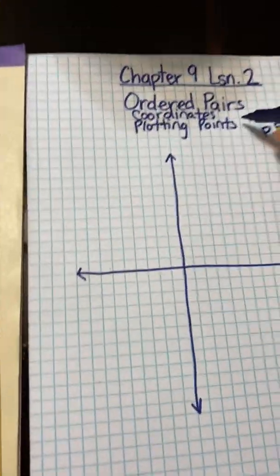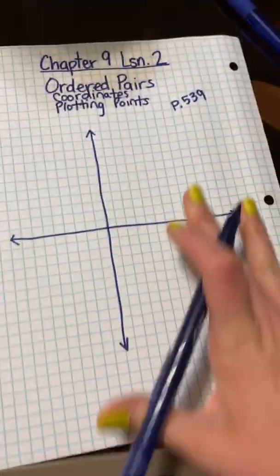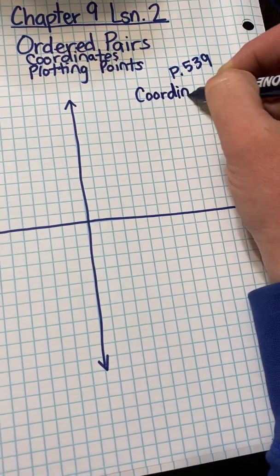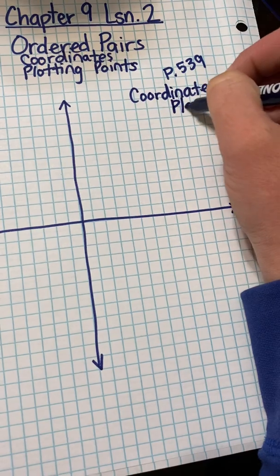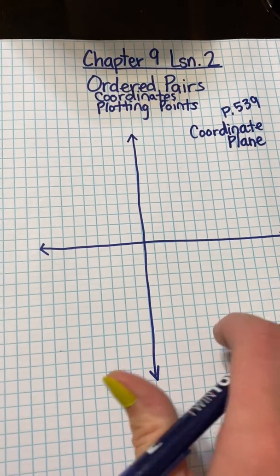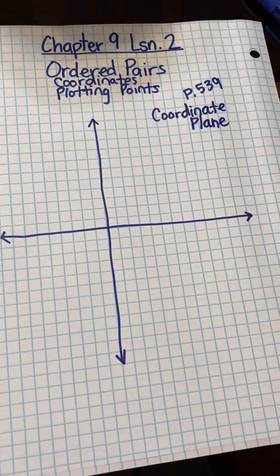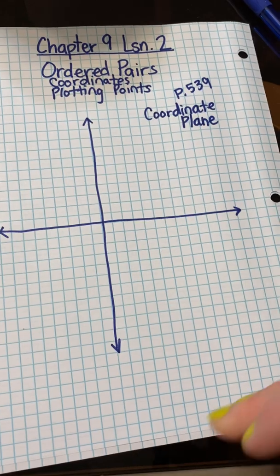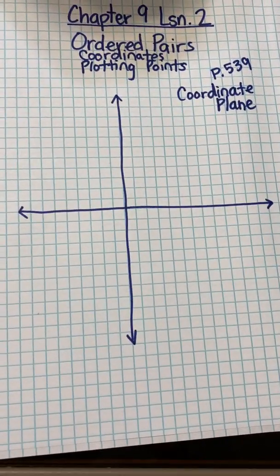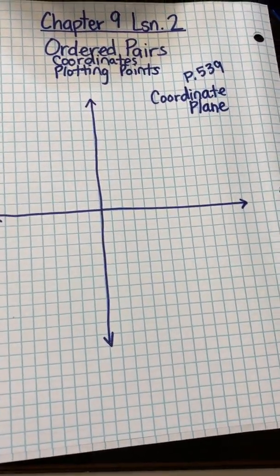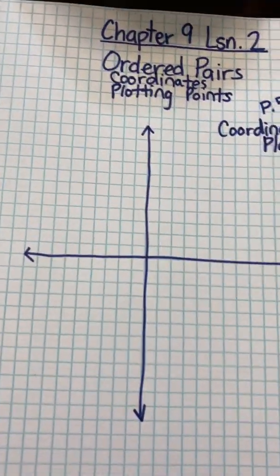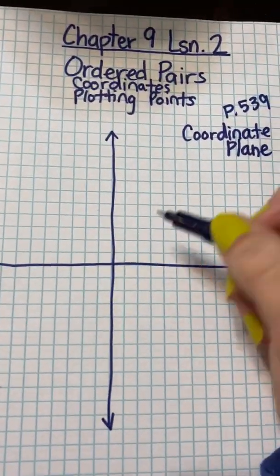Okay, and it all comes down to understanding that this coordinate plane has specific spots. That's why we use graph paper, and each spot is super important, and each spot is labeled based on a number, and you have to follow the rules. Otherwise, when you plot points, they may not be in the right spot.